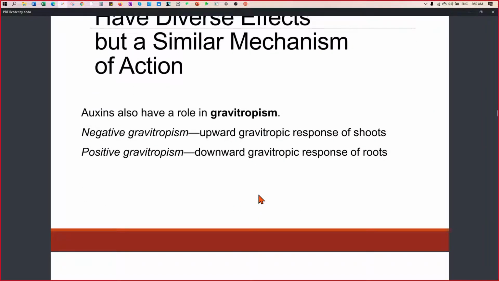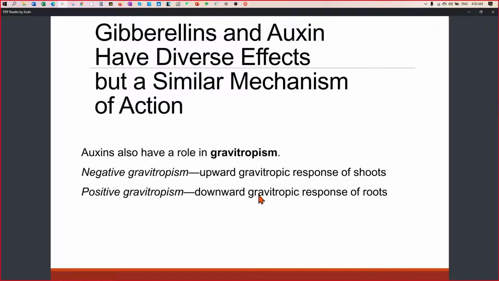Okay, so auxins have roles in gravitropism, in the gravity. Because of auxin's actions, even though you have your plants like this, my drawing is not that great, but bear with me. Even though there is gravity acting on the plant, pulling the plant downwards, due to the action of auxin, so you got your auxin a lot here, causing the plants to grow, it will cause the shoot to experience negative gravitropism.